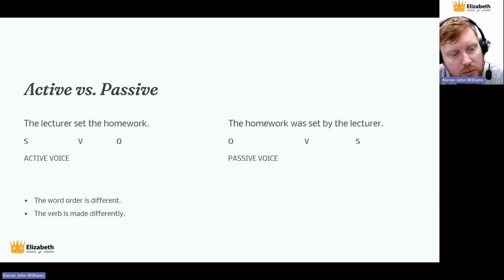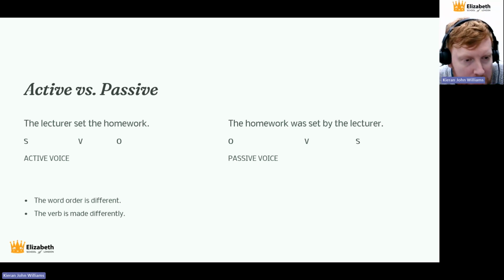But we also have another construction in English which is called the passive voice, and the passive voice looks a little bit different. In this one, we have the homework was set by the lecturer. This time we still have the homework, but this is at the start of the sentence now. So we have the object. Then we've got the verb was set. Notice the difference there. And then we have the lecturer, which is now at the end of the sentence, but we're still including the subject.